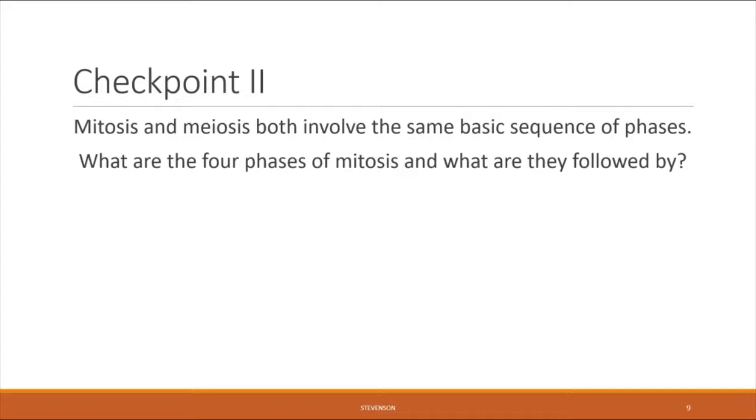One thing that makes meiosis a nice and easy follow-up to mitosis is that both of the processes involve the same basic sequence of phases. So thinking back to Chapter 10, what were the names of the four phases of mitosis, and what are they followed by? What comes after those four phases?